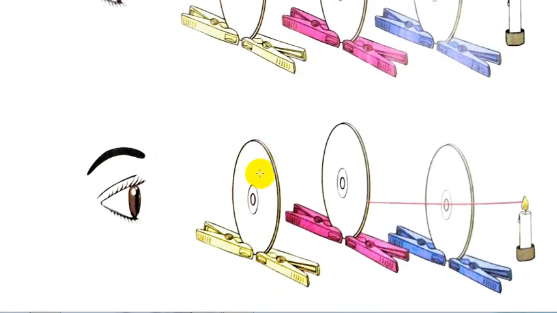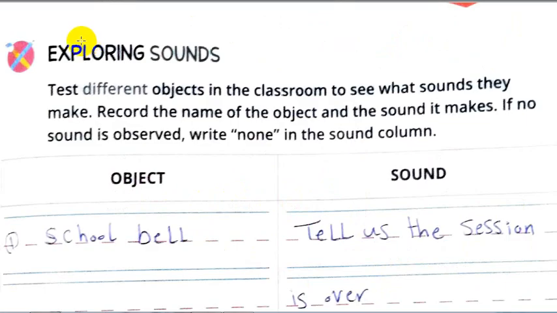Okay, number 2. Move the second CD to the right or the left side and look at the light through hole 3 again. You cannot see the light through hole 3. Why? Because the light travels in a straight line. Again, because the light travels in a straight line. Turn the page.